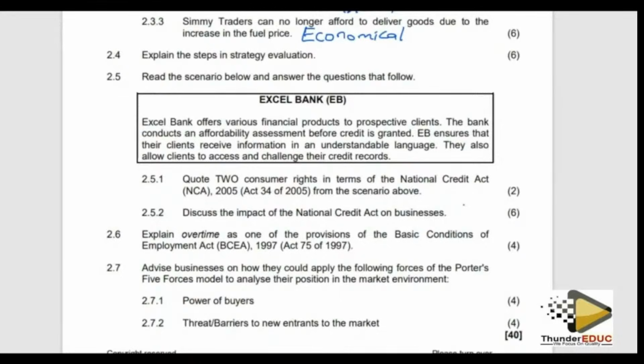So we take sentence 3 and 4. So sentence 3 reads as follows: EB ensures that their clients receive information in an understandable language. Meaning if they use English, they make sure that they communicate with the clients using English. If they use any vernacular language, in the same manner, they make sure that they communicate with such clients using the language that is appropriate to them, be it Sotho, Tswana, Xhosa, and the like.